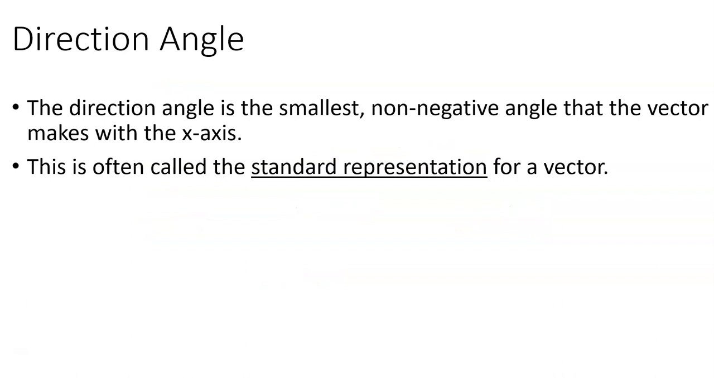So we have a name for it. We usually call it the standard representation for a vector. Smallest non-negative angle that the vector makes with the x-axis. And there are other angles that we will use to measure these things, but if you see the standard representation or you see the direction angle, that's what it's referring to.